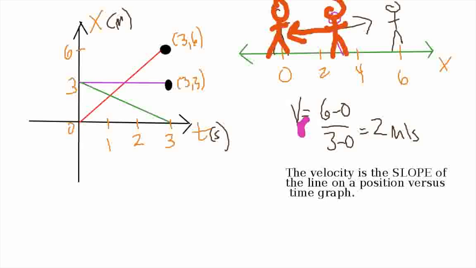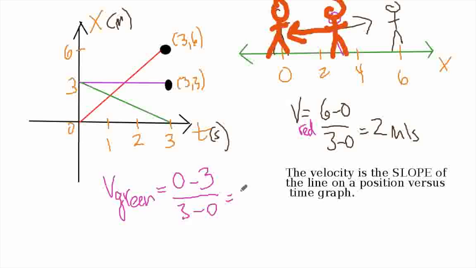Let me first label that one so we do not get confused. So that's V sub red. Now let's do V sub green. So final x minus initial x. Notice the order is very important. Final minus initial. And so that gives minus 3 over 3, which is minus 1 meters per second.